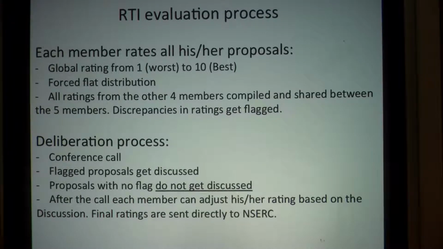The evaluation process is mostly done offline. Each member basically rates all the proposals they have from 1 to 10, and they are forced to follow a flat distribution. Then all the ratings from the other 4 members are compiled, and they receive the shared ratings. The important point to remember for this process is, if there is a large discrepancy among the 5 in ratings, then suddenly your application is flagged.